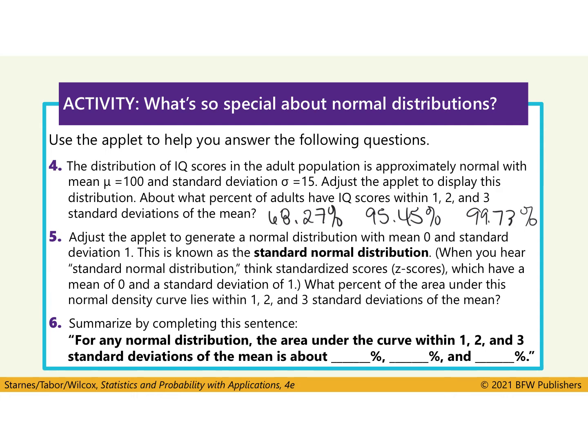Now, we're going to readjust our app again. We're going to go to a standard normal distribution. What did we call the standardized score in the last section? The z-score. Okay, so this is the standard normal that uses z-scores. Change your mean to 0 and your standard deviation to 1. We're going to write down this summary for any normal distribution. The area under the curve within 1, 2, and 3 standard deviations of the mean is about 68, 95, 99.7.